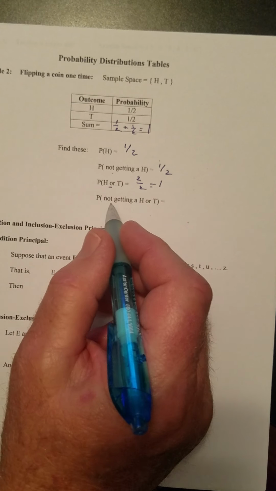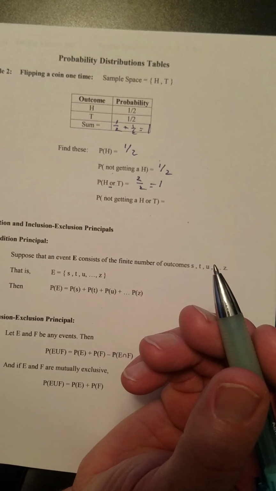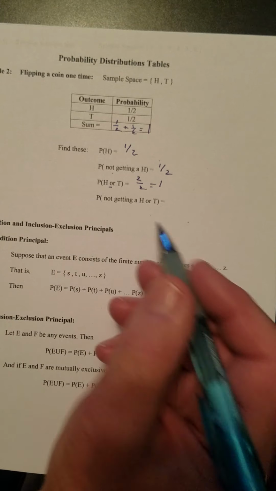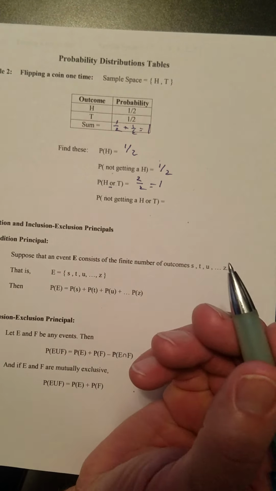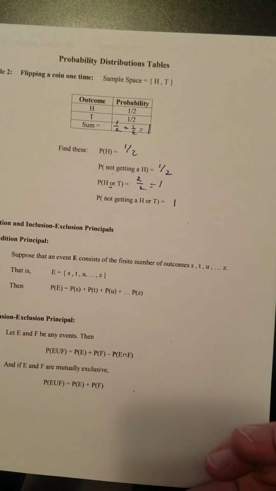You are going to get one of the two, right? What's the probability of not getting a head or not getting a tail? If I don't get a head, that's tail. Yeah, this is probably too confusing. The answer is going to be 1.